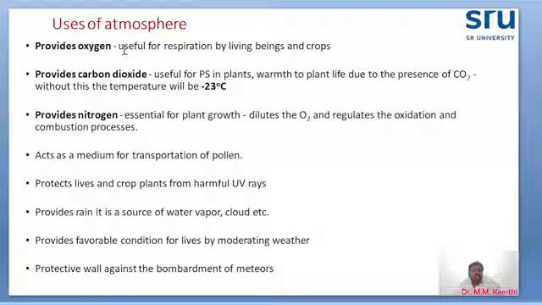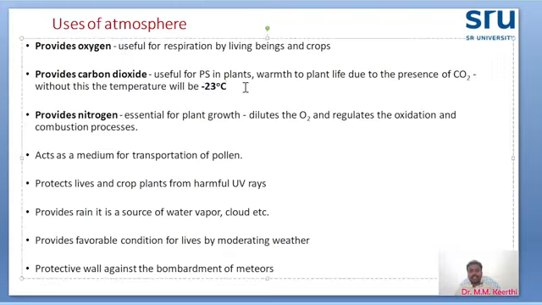In case the carbon dioxide level is decreasing, the temperature will go down to minus 23 degrees Celsius. And the third gas is nitrogen. The presence of nitrogen gas is essential for plant growth; nitrogen is one of the important gases. It dilutes the oxygen and regulates the oxidation and combustion process.